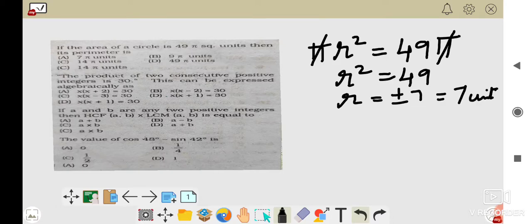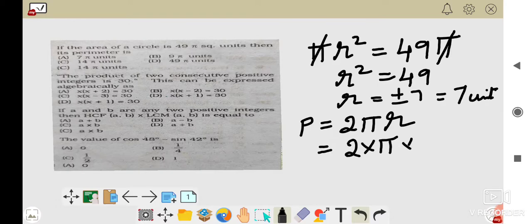Now the perimeter of a circle is 2 pi r. Okay, now here the answer is given in pi units, 14 pi units. So pi we should keep as it is, 2 into pi we should keep as it is, r value we got 7, 7 2s are 14. So 14 pi units.